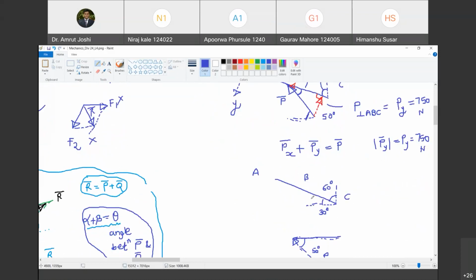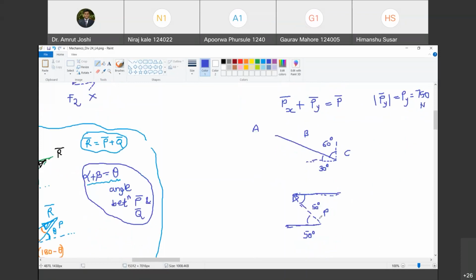Now through this point only I am going to draw line ABC. ABC makes an angle of 30 degrees with the horizontal. Do you agree with me? Yes. So I will draw a line making an angle of 30 degrees with the horizontal. Are you with me?